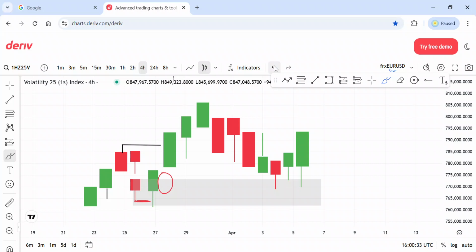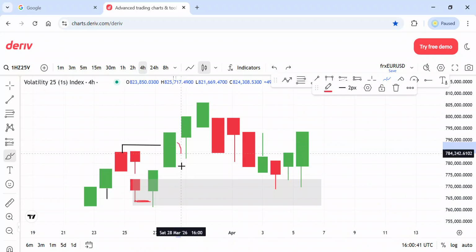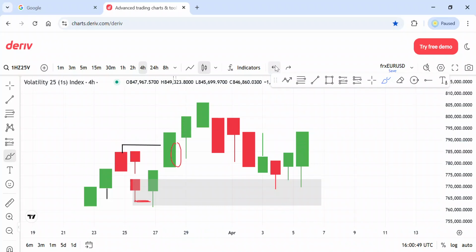You must see inefficiency or fair value gap or imbalance, whatever. And the third one is it must not be mitigated. You can see this one has been mitigated. You can see this one here has been mitigated by this week. Okay, it has been mitigated by that week. And the fourth one is it must lead to a breakout structure or a change of character.